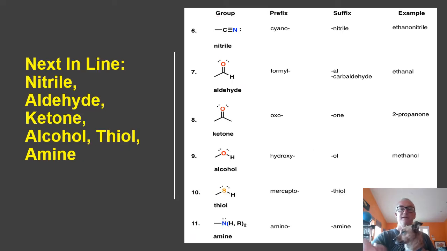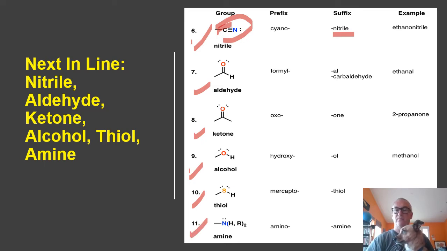So the next 5, nitrile groups, which you haven't really talked much about, but we know that this is a cyanide. If it's a group, we call it a cyano. And if it's a suffix, we call it nitrile. Then we have aldehydes, ketones, alcohols, thiols, and amines. So basically we go from acids having the highest priority down to bases having the lowest priority.